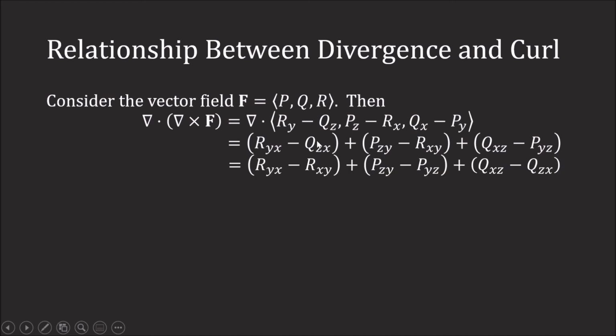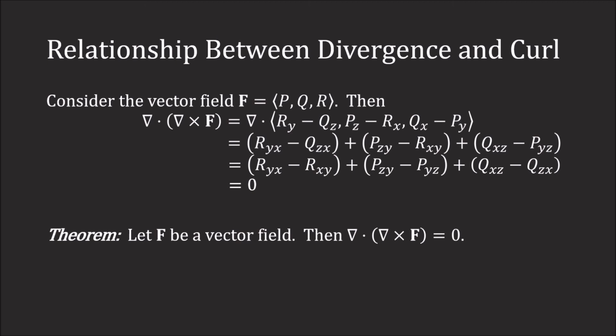Now, what we're going to do is just group all of our R's together. So we have R_yx minus R_xy. Group our P's together, we have P_zy minus P_yz. Group our Q's together, we have Q_xz minus Q_zx. And remember that the order in which you take the partials doesn't matter. No matter what order you take them in, it's the same thing. So this is 0, this is 0, this is 0. You get 0. So this is the relationship between divergence and curl. The divergence of the curl is 0. It will always be 0.